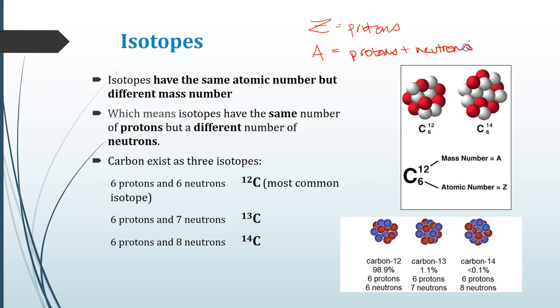Okay, so now what we're going to talk about is what happens if we change this one. Remembering that this one doesn't change. If we change the number of protons, we change the element. So now we're going to talk about different forms of a single element. So isotopes have the same atomic number but a different mass number. And this different mass number arises because they have a different number of neutrons.